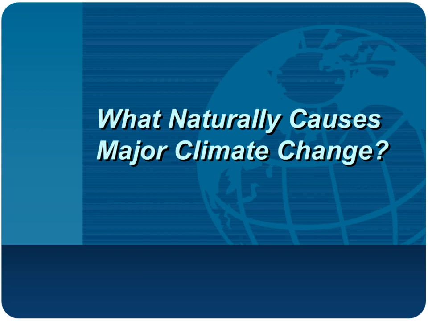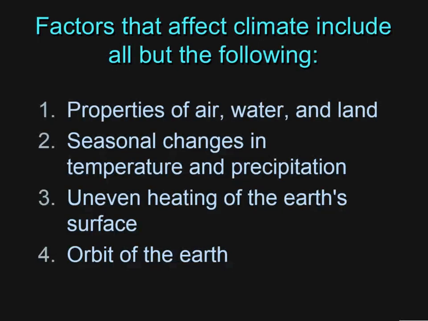So here's your first question. Factors that affect climate include all but the following: properties of air, water, and land, seasonal changes in temperature and precipitation, uneven heating of the Earth's surface, or the orbit of the Earth. Well, seasonal changes in temperature and precipitation, remember, are part of climate. So those would be things that don't affect the climate, they are results of climate.